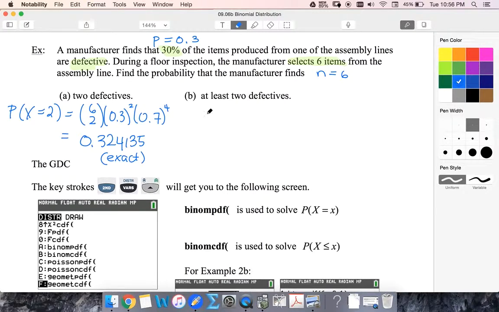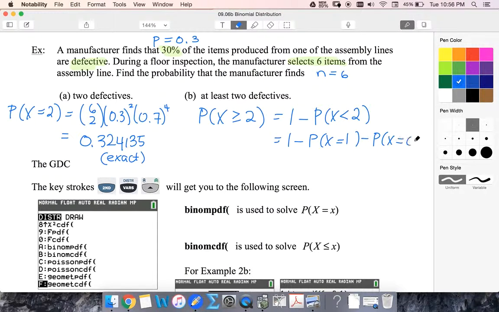All right, at least 2 defective. That means the probability that x is greater than or equal to 2. Well, notice that's the same as 1 minus the probability that x is less than 2. That's the same as 1 minus the probability that x is equal to 1, or that x is equal to 0. So we can never go negative, but here we can keep going with x up to infinity. So there's no way to count starting at 2 going up.